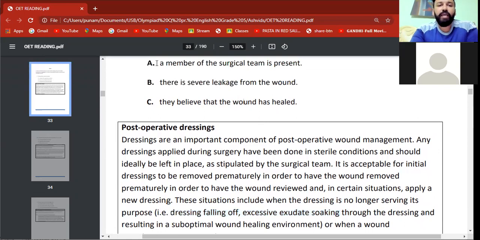So, can I strike it out? A member of surgical team, there is no mention of any surgical team member being present.